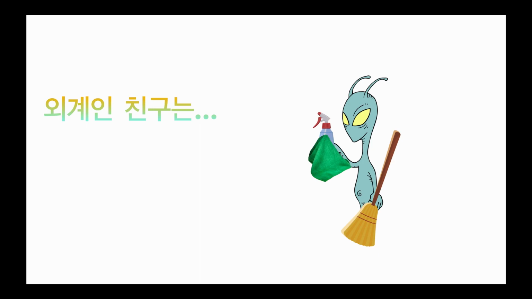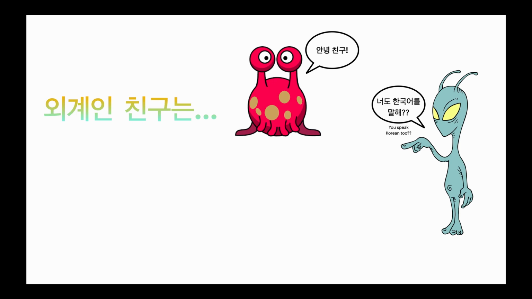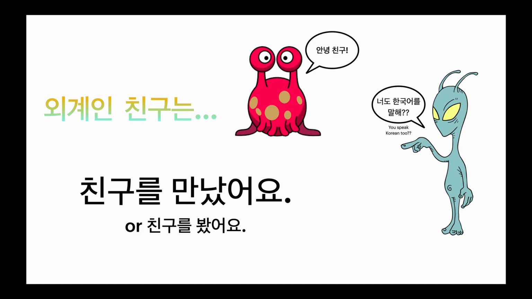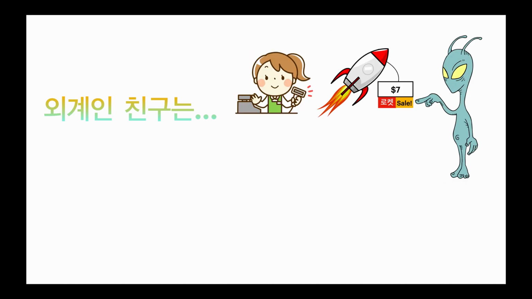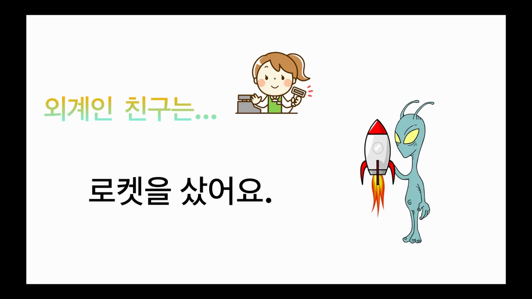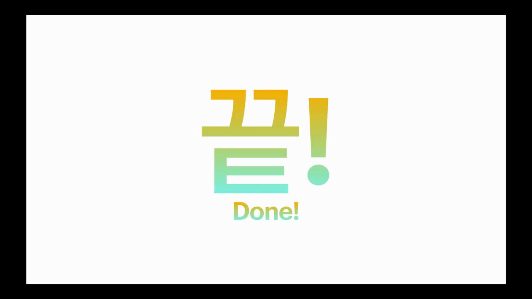외계인 친구는 청소했어요. 외계인 친구는 친구를 만났어요. or 친구를 봤어요. 외계인 친구는 오늘 뭐 했어요? 외계인 친구는 로켓을 샀어요. Good! Great job today as always, and I'll see you guys in the next lesson.